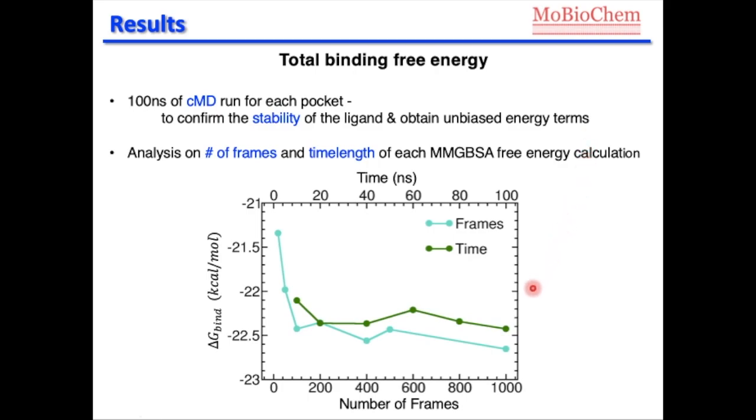From the graph, we can observe that the difference in energy between 100 and 1000 frames is only 0.2 kcal per mole, and also that the time length of the simulation does not affect the weight of the computation in MMGBSA. Therefore, it was chosen to take 100 equidistant frames in the 100 nanoseconds in order to capture the full dynamics of the simulation.